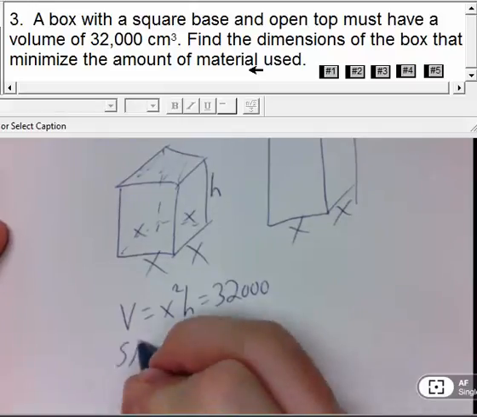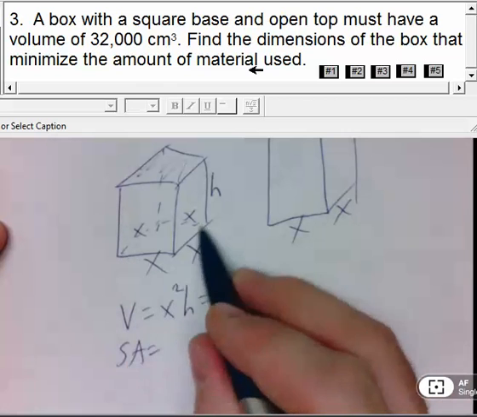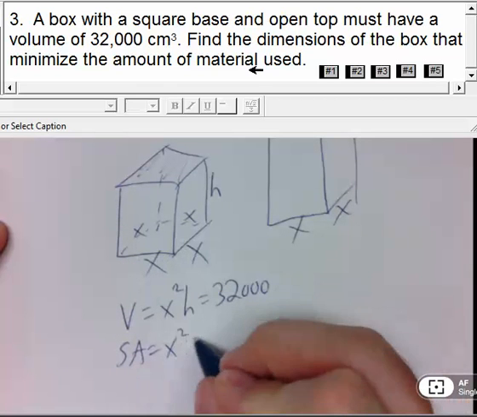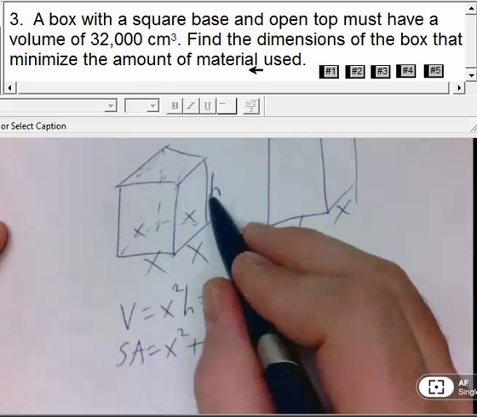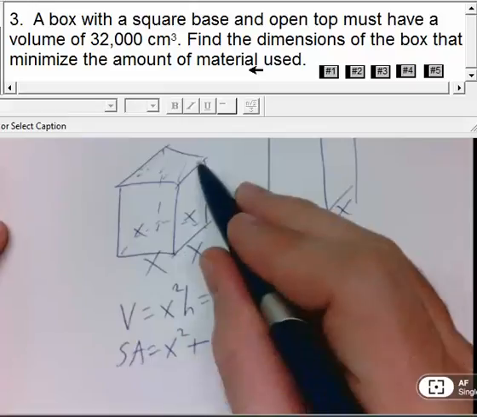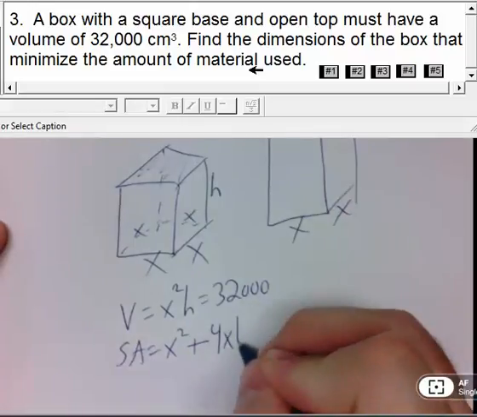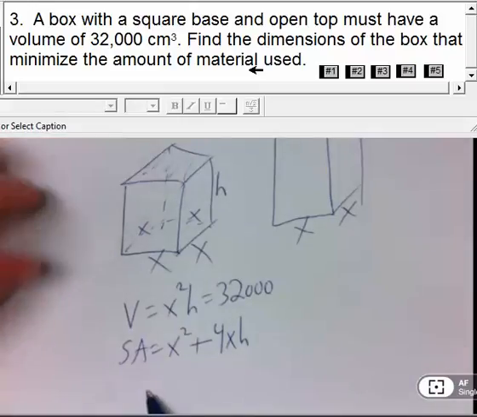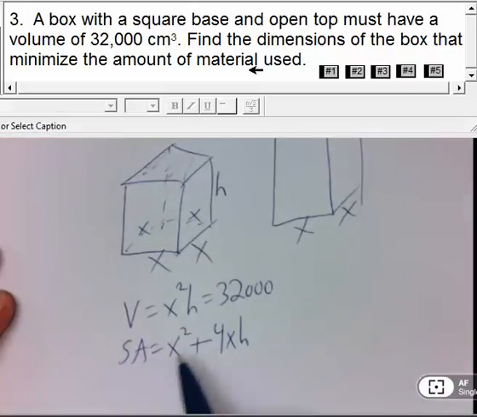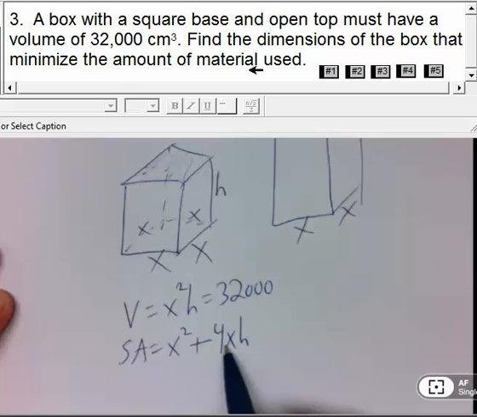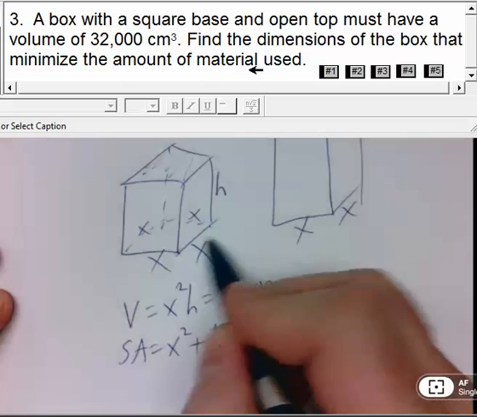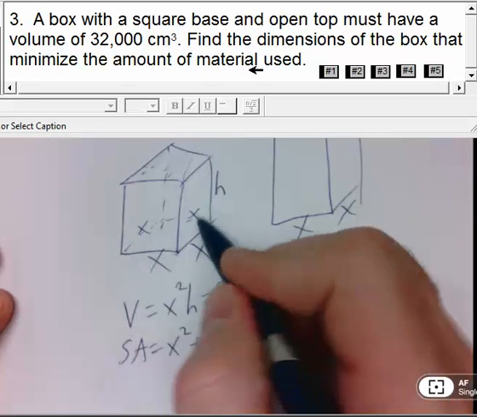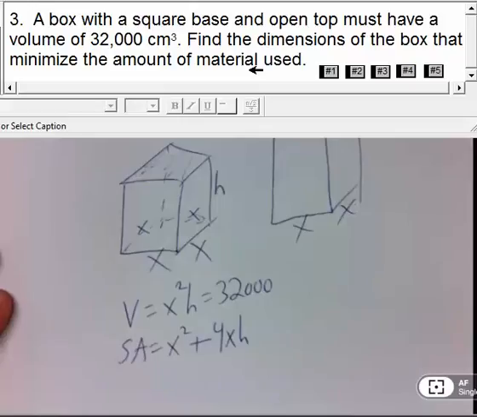So the surface area: we have the bottom, which is x times x, plus 4 sides that are all x by h. So I have 4 xh's to deal with. I don't have the top because they said it was open. So I don't need 2 x squareds, right? I just need the one bottom. So that's the bottom. And then I have 4 of these xh's: xh, xh, xh, xh. There's 4 of them. So there's my surface area, and that's what I'm trying to minimize.